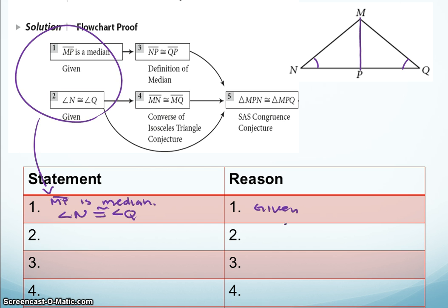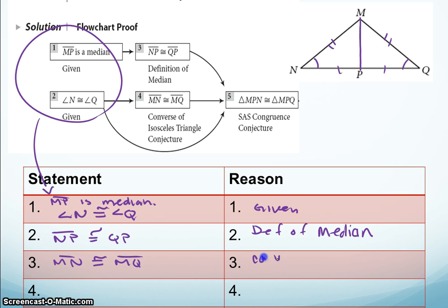Okay, so then what we're going to do is brainstorm ideas to fill in the middle steps here. So being that this is a median, I know that NP is congruent to PQ because that's the definition of a median. So my second step is NP is congruent to QP, and that is definition of a median. Okay. And I also know that if in a triangle you have the base angles congruent, then those sides opposite are congruent, and that's the converse of the isosceles triangle. So I'm going to write MN is congruent to MQ, and that's the converse of the isosceles triangle conjecture.